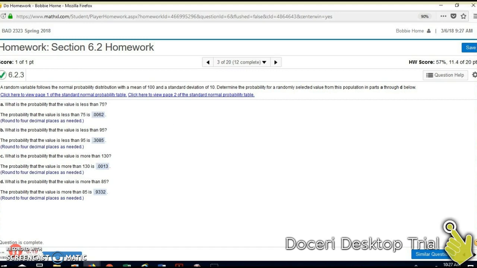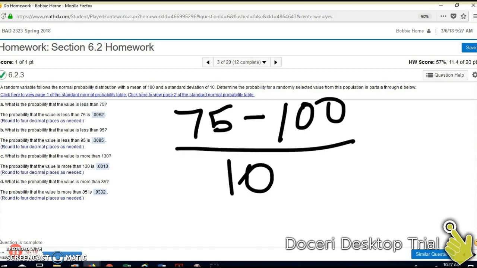We want to take x minus the mean. We know that x is 75 here. So 75 minus 100 divided by the standard deviation. And that would be negative 25 divided by 10. So our z-score is negative 2.5.